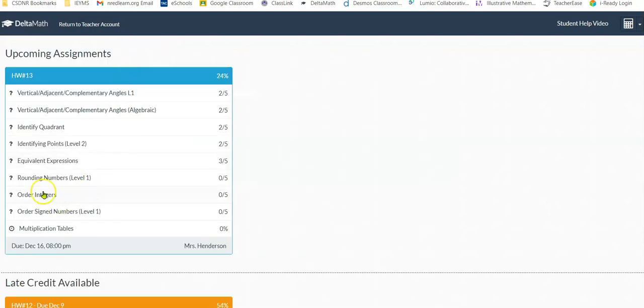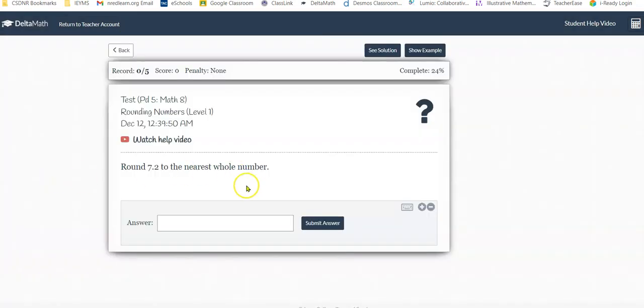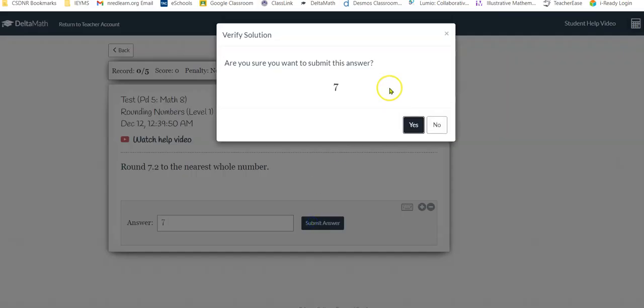Let's take a look at the next lesson. Rounding numbers. This one says to round to the nearest whole number. So that's the 7 position. The number after it gives you permission to round up or stay the same. To round up, you have to be 5 or higher. This is not, so it stays the same.